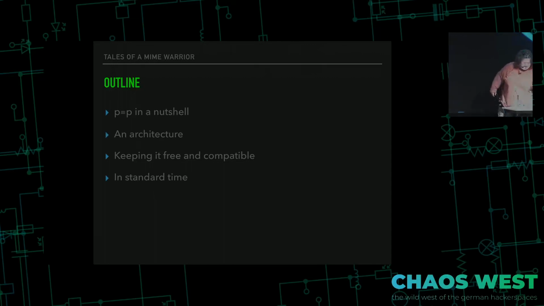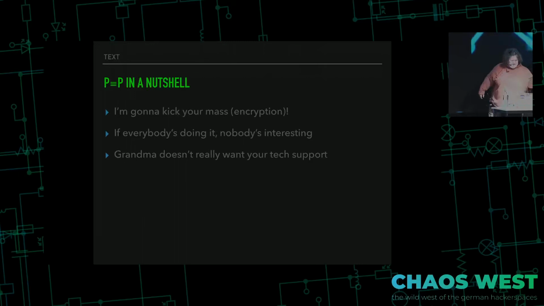So I'll start with what PEP's supposed to do. PEP is a secure private messaging solution. Right now it's just for email, but it's basically intended to get everybody encrypting all the time so that we can beat mass surveillance. Yay.